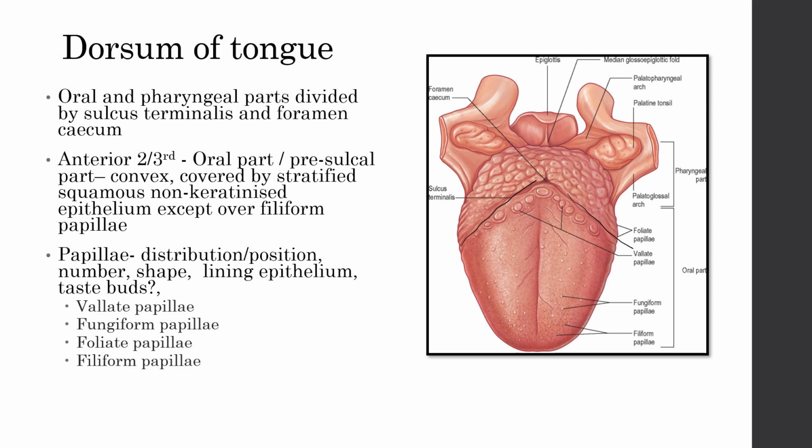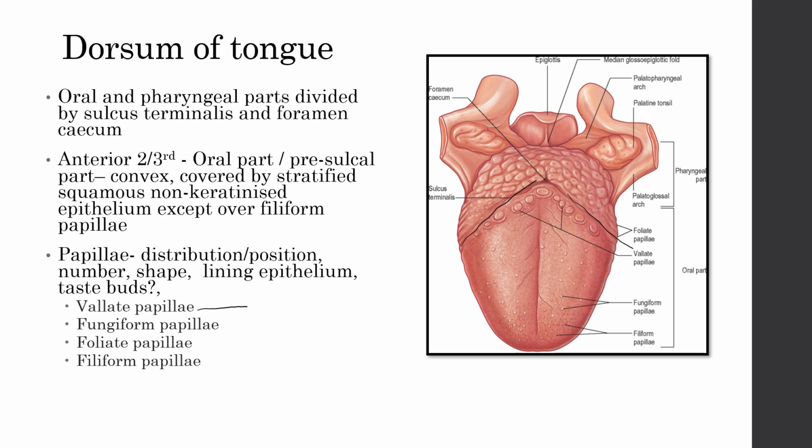Now coming to this anterior 2/3 and the distribution of the papillae. You will describe the papillae under the following heads: their distribution or position on the tongue, their number, how many, the shape, their lining epithelium, and whether taste buds are present or not. The same thing will be told in the microanatomy of the tongue also. So coming to the first, that is the vallate papillae.